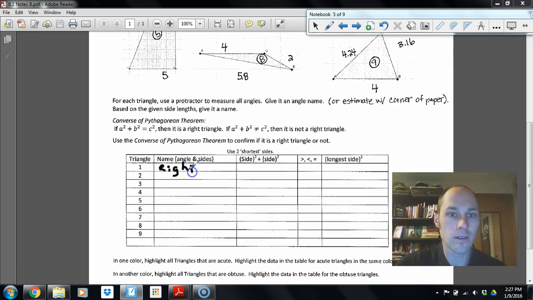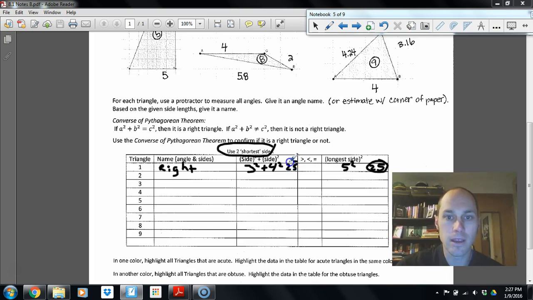And we use the two shortest sides. So I'm going to take side squared plus side squared. The two shortest sides, so we have 3, 4, and 5. So side 1 will be 3 squared, and the other one is 4 squared. And then the longest side was 5, so 5 squared. And then I'll simplify those. 5 squared is 25. And 3 squared is 9. 4 squared is 16. 9 plus 16 is also 25.